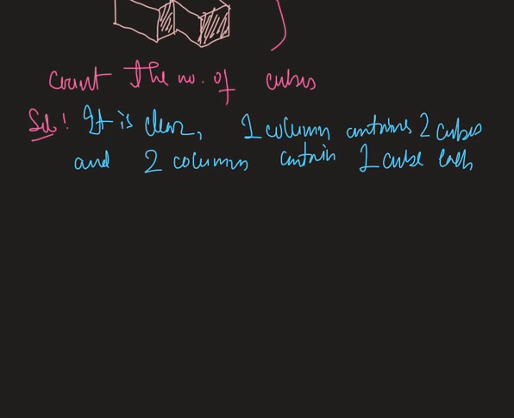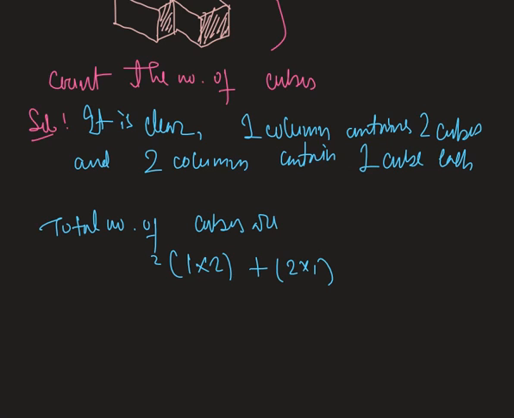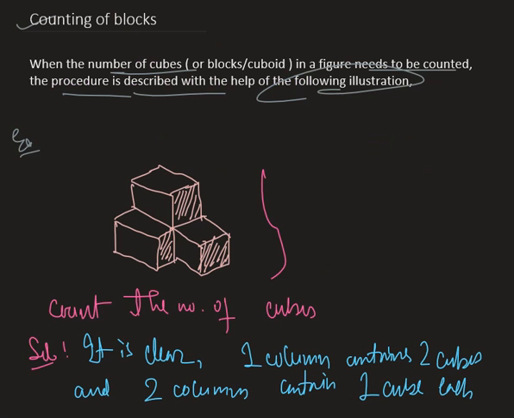Therefore, the total number of cubes is 1 multiplied by 2 plus 2 multiplied by 1. Therefore, 2 plus 2, which results in 4. As you can see, this column contains two cubes and these columns contain one cube each. Therefore, the total number of cubes is 4.